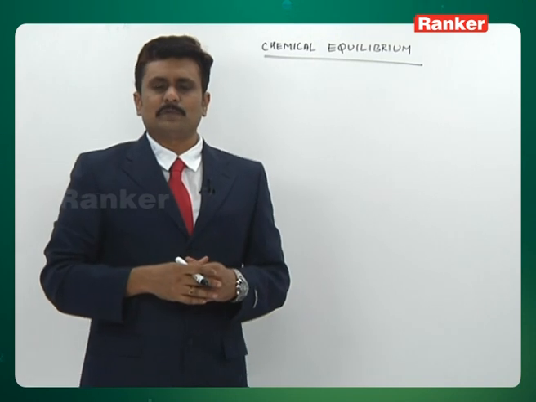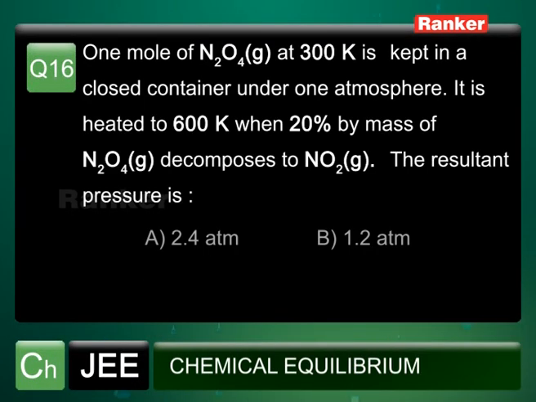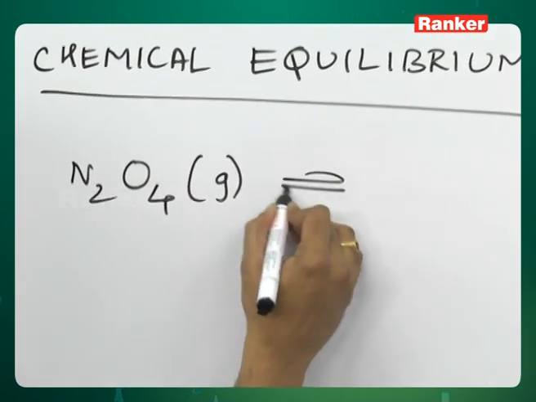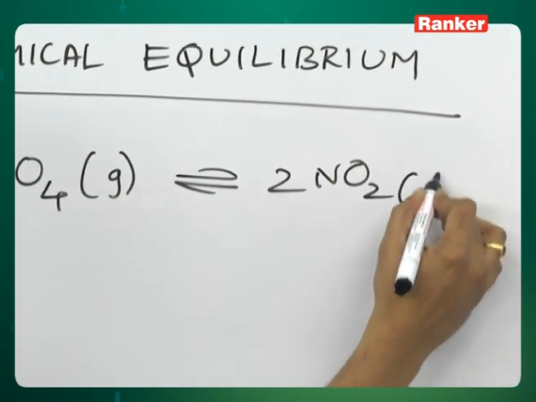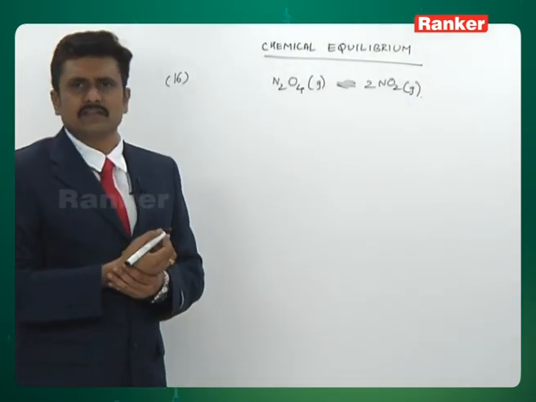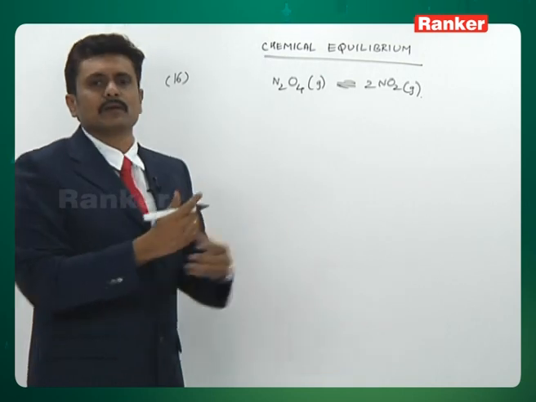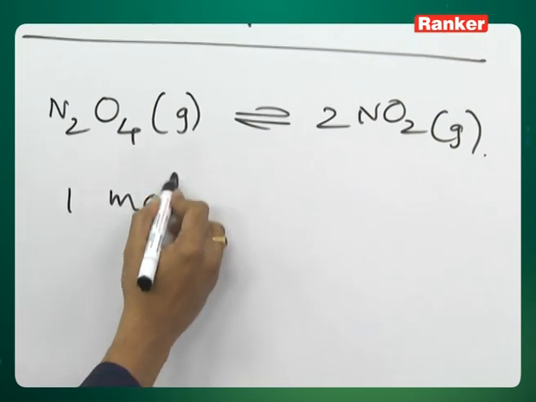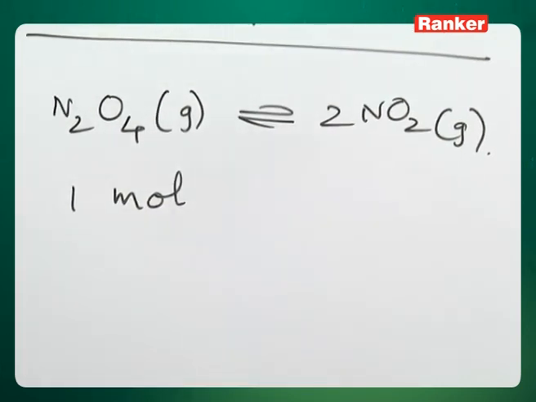We have 1 mole of N2O4 gas at 300 Kelvin kept in a closed container under 1 atmosphere. It is heated to 600 Kelvin, when 20% by mass of N2O4 gas has decomposed to NO2. Now the resultant pressure is asked. Now we know that N2O4, which is in gas phase, is dissociating to produce NO2 gas, present at equilibrium at 600 Kelvin, but you are provided with the initial moles of N2O4 as 1, this at 300 Kelvin only.